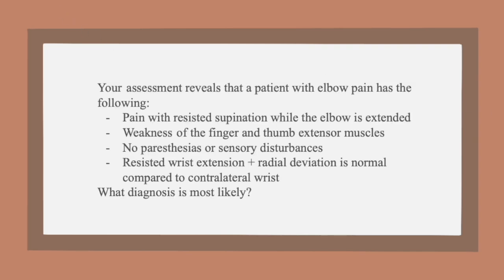Your assessment reveals that a patient with elbow pain has the following symptoms: pain with resisted supination while the elbow is extended, weakness of the finger and thumb extensor muscles, no paresthesias or sensory disturbances are reported. The resisted wrist extension and radial deviation is normal compared to the contralateral wrist. What diagnosis is most likely?